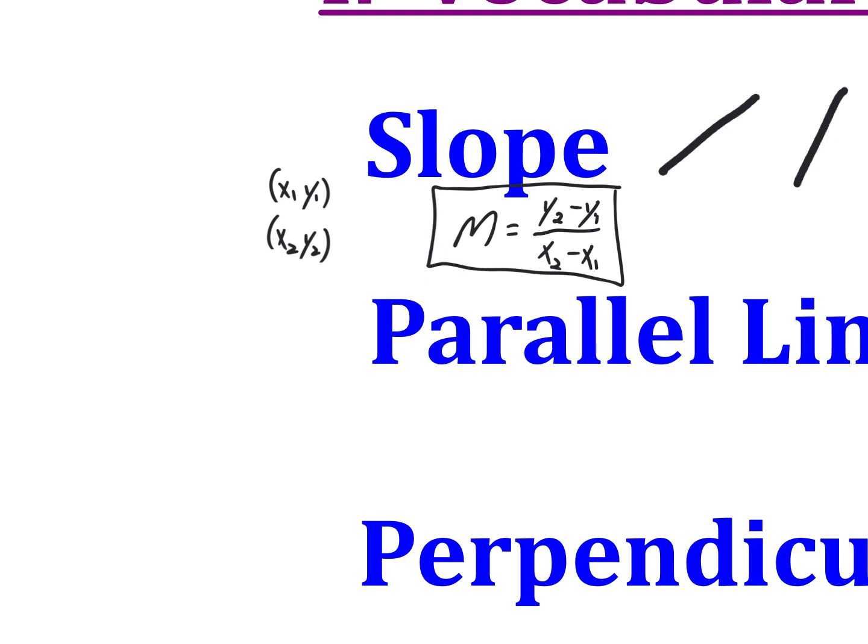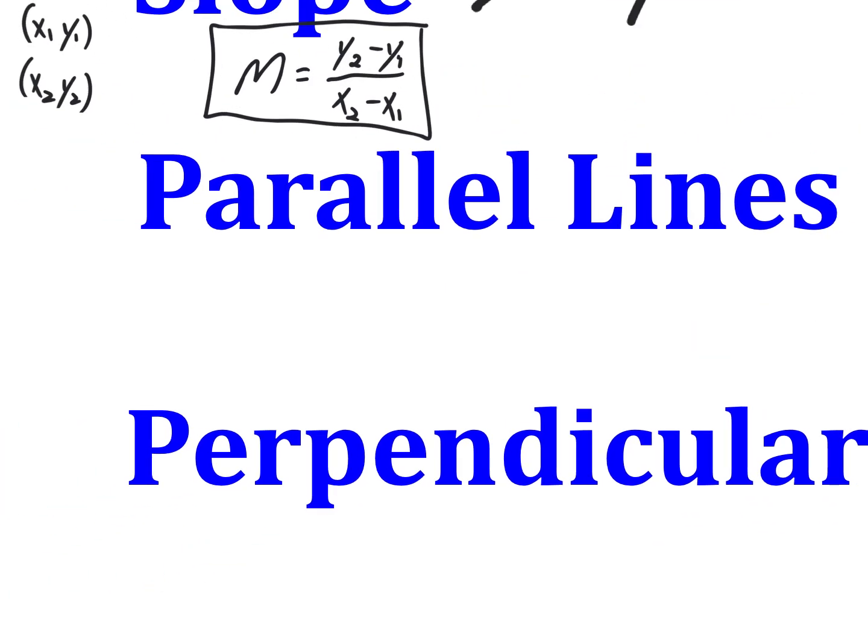Next, we have parallel lines. Parallel lines are 2 lines that never intersect. Parallel lines share the same slope. So parallel lines have the same slope.